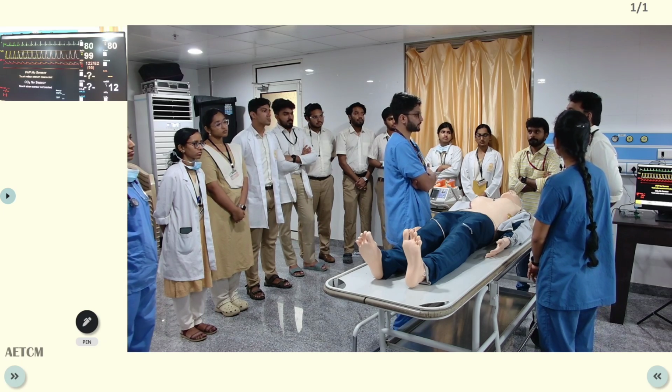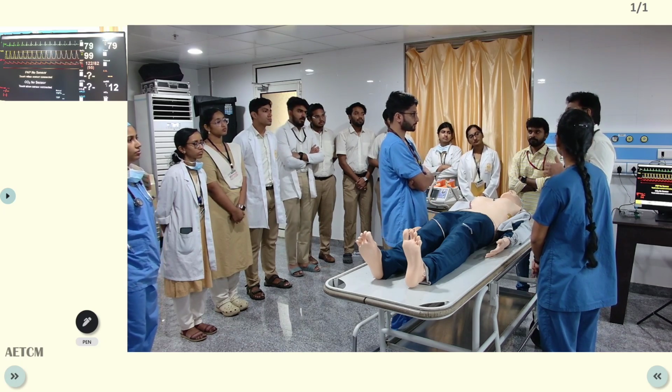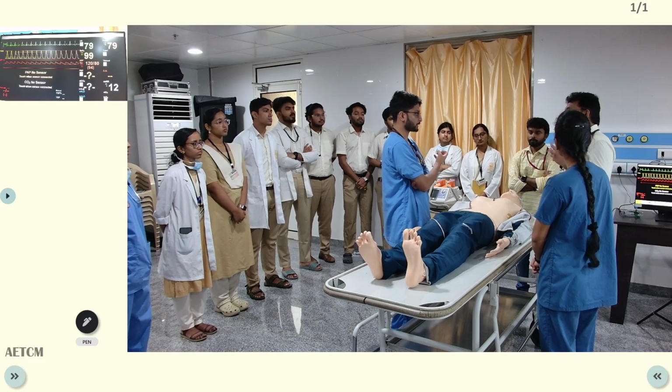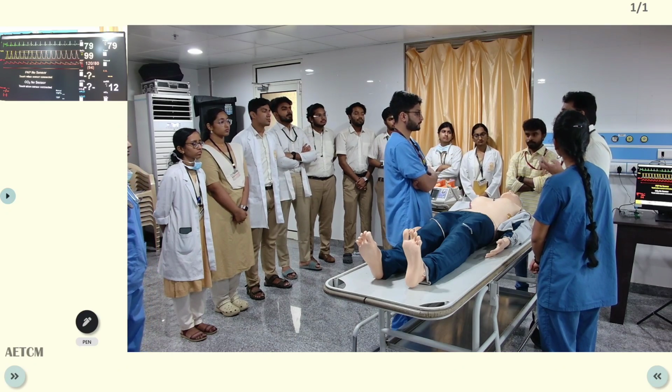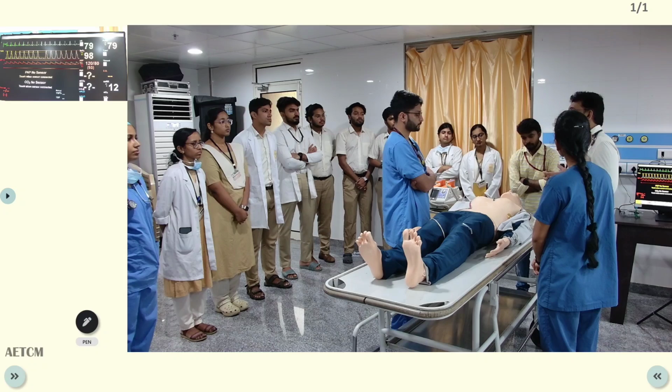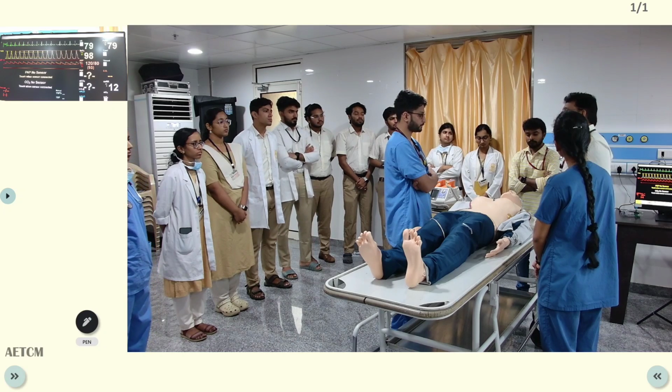It reduces the workload. It reduces the heart rate, so that it reduces the workload. It reduces the oxygen demand. The consumption of oxygen will be reduced. So metoprolol has to be given. Suppose you give IV metoprolol.